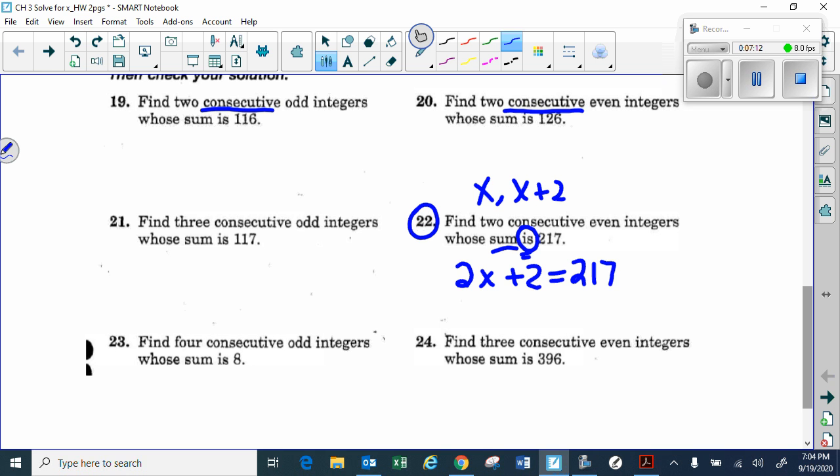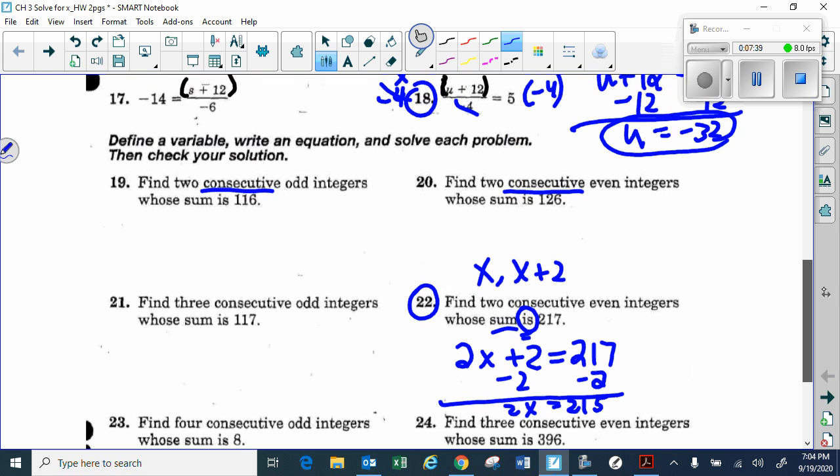217. Subtract the 2 across, reverse PEMDAS. 215. All right, two consecutive integers whose sum is 217.